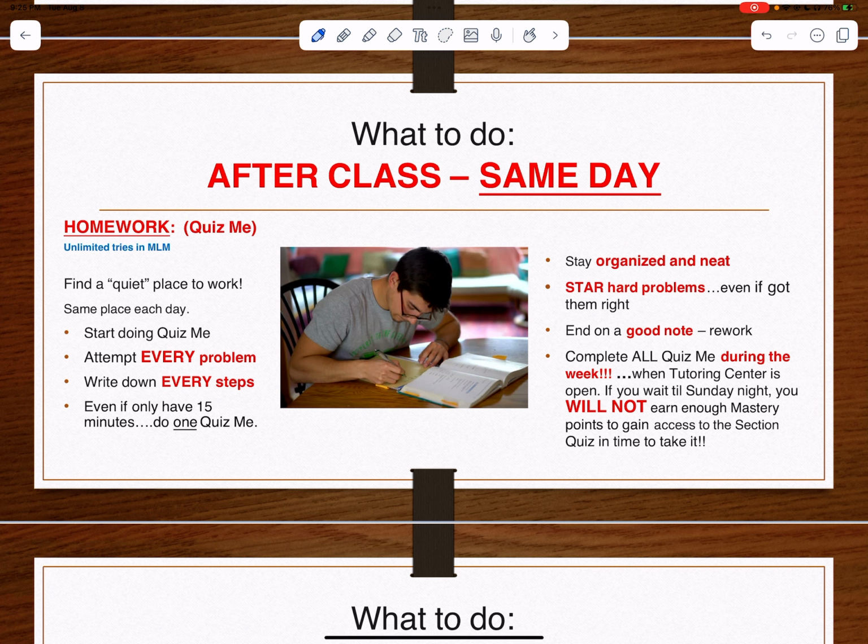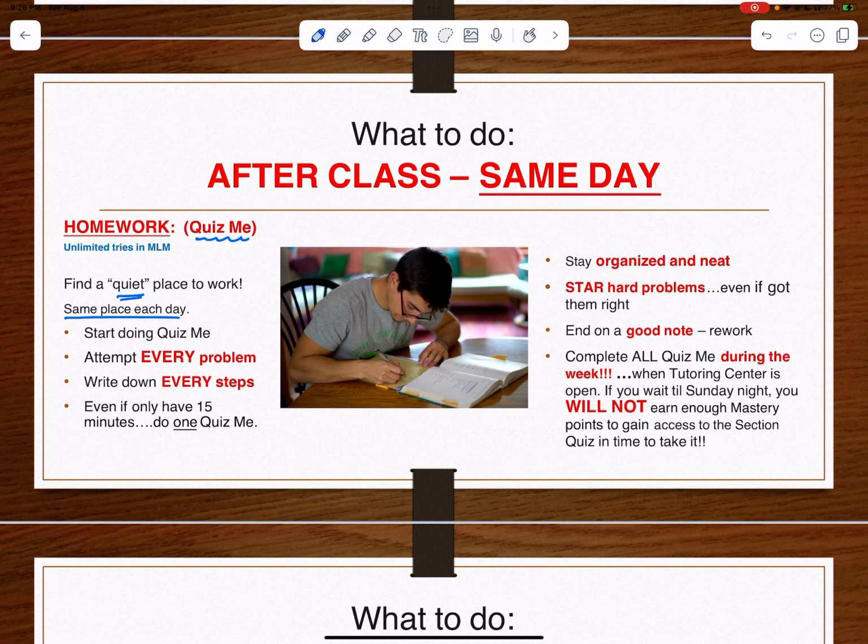Now, in my math lab, the homework are called quiz-mes. I want you to find a quiet place to work. Now, quiet can be your quiet. Your quiet might mean you need to have some music going on in the background, and that's fine. Just whatever you work best to. I want you to find your place. Try and find the same place each day, because when you go to the same place each day to study, when you sit down there, it's like your brain automatically knows what to do. Oh, I'm in my study place.